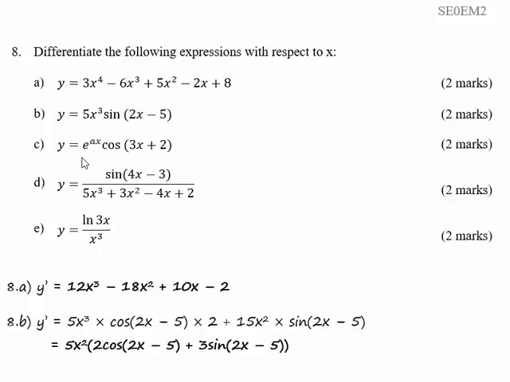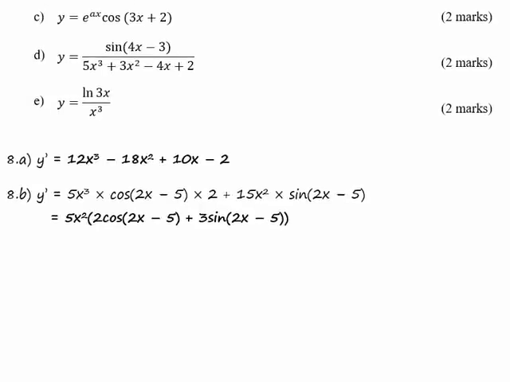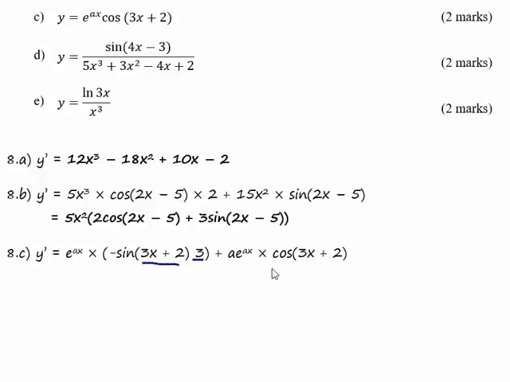Part C. We have another product. We'll let e to the ax equal u and cos 3x plus 2 equal v. So we have u times dv dx. Notice the 3 here, which is the differential of the bracket. And then we have a e to the ax times cos 3x plus 2. We can take an e to the ax outside the bracket. So we get e to the ax. I'll write the cos first because it's a positive quantity, and the 3 sine 3x second because that's a negative quantity.